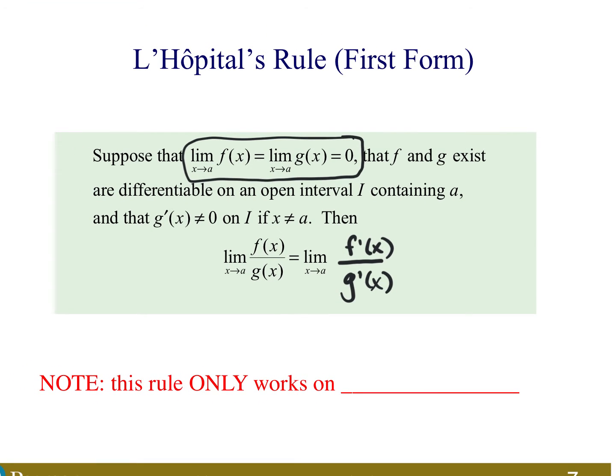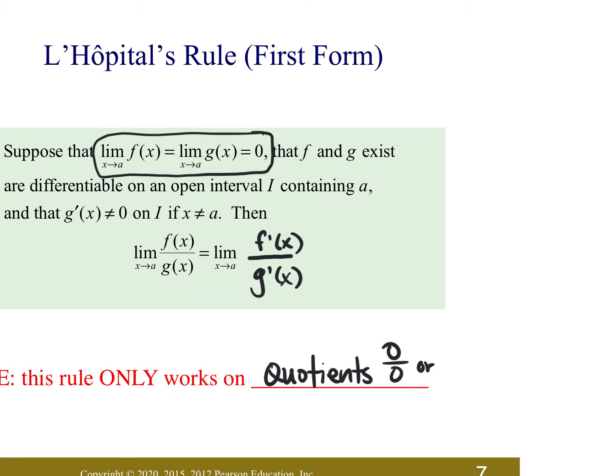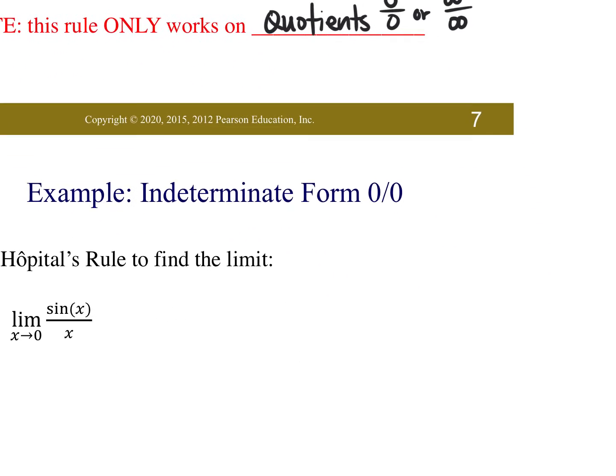This only works on quotients, 0 over 0, or infinity over infinity. It doesn't work for any other form. It has to be a quotient. It has to be in an indeterminate form, 0 over 0 and infinity over infinity. That's the if part. So let's try it.